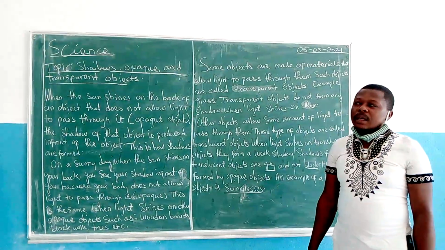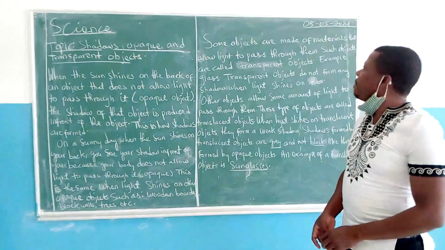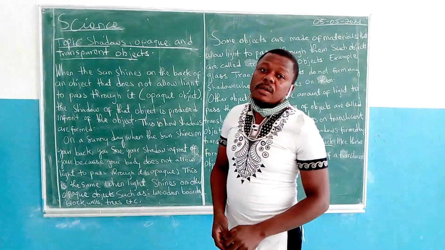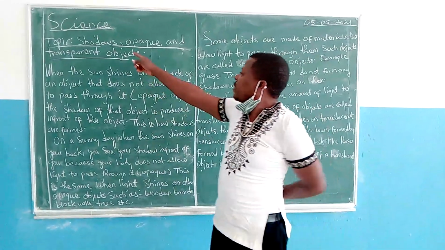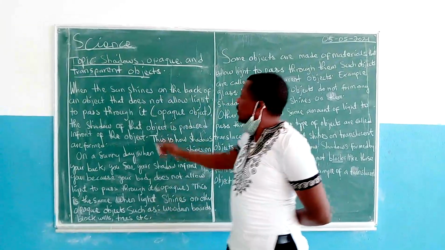Today is Wednesday, the 5th day of the month of May 2021, and this is our second lesson for today. Our second lesson for today is shadows, opaque and transparent objects.